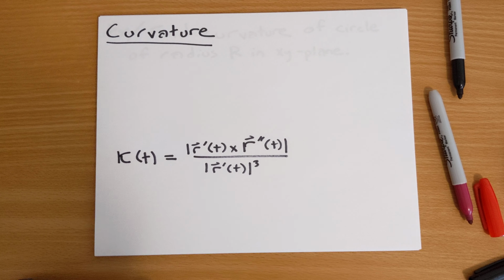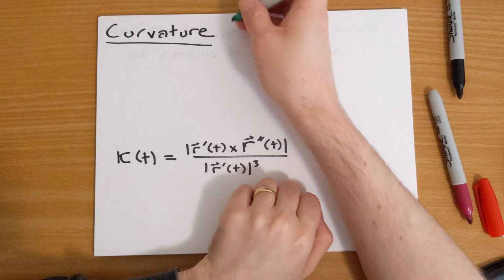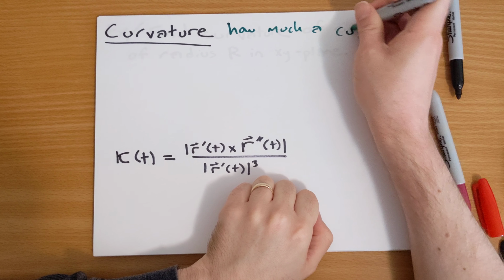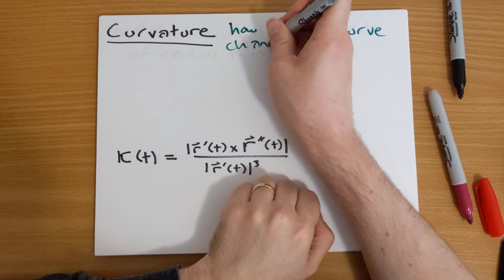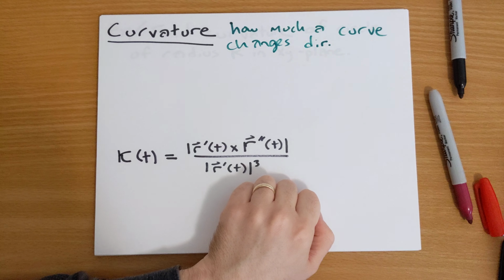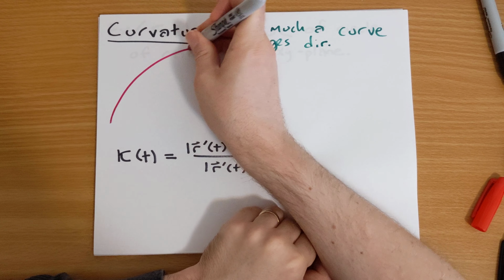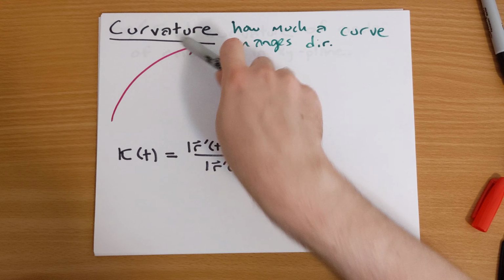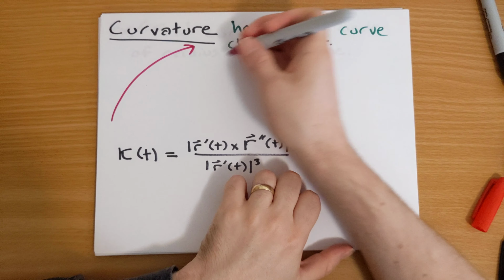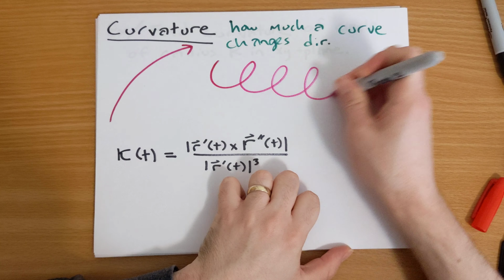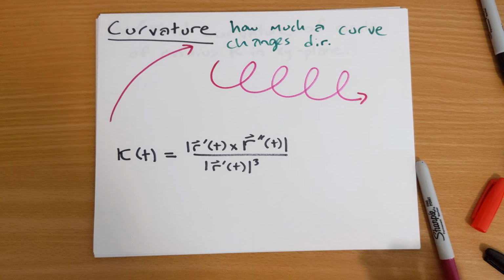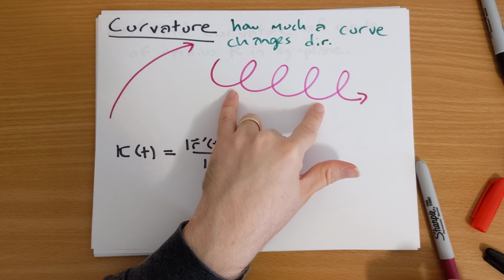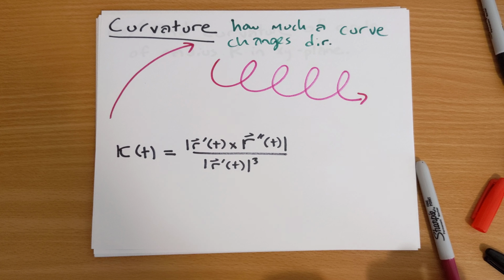So for curvature, what's the definition of curvature? It's a measure of how much a curve changes direction. If we have something like this for our curve, this isn't really changing direction very much. It's changed direction some, but not too much, especially if we compare it to something like this. Our measure of curvature needs to say that this curvature is smaller than this curvature. This one's changing in direction a lot more.